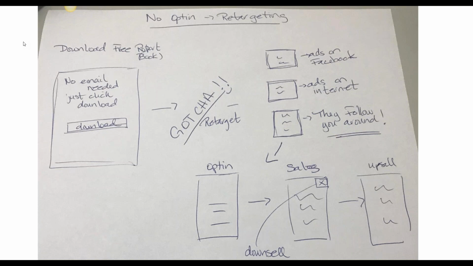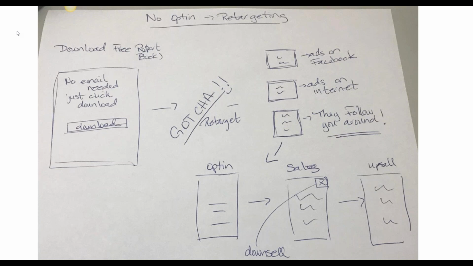Okay, so the next one is a no opt-in. This one's kind of cool, so listen to this one. It's a no opt-in to retargeting. So you set up a web page that doesn't ask them to opt in. All right, you got that one? It doesn't ask them to opt in.